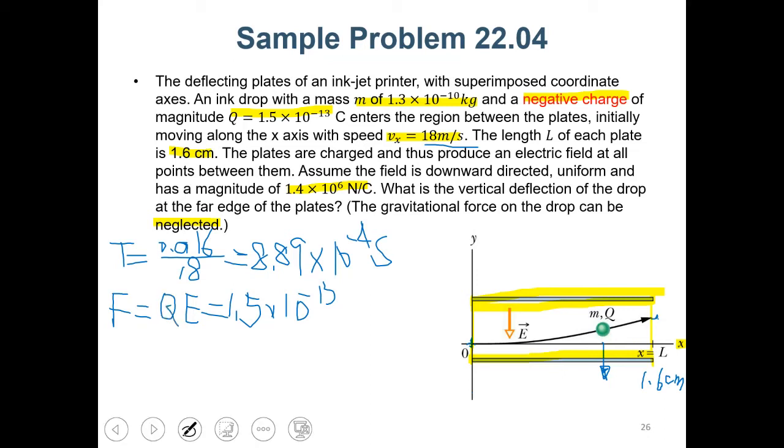Capital Q times the E field, which is 1.4 times 10 to the 6. So it should be 2.1 times 10 to minus 7 Newton.